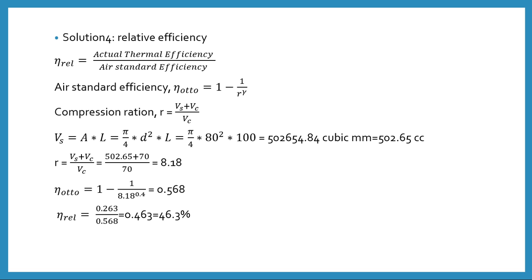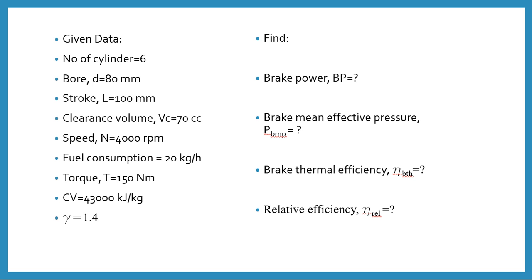So students, from this problem we covered these four things to find out. First we solved the brake power, then we solved the brake mean effective pressure, then the brake thermal efficiency, and after that we finally found the solution of the relative efficiency.